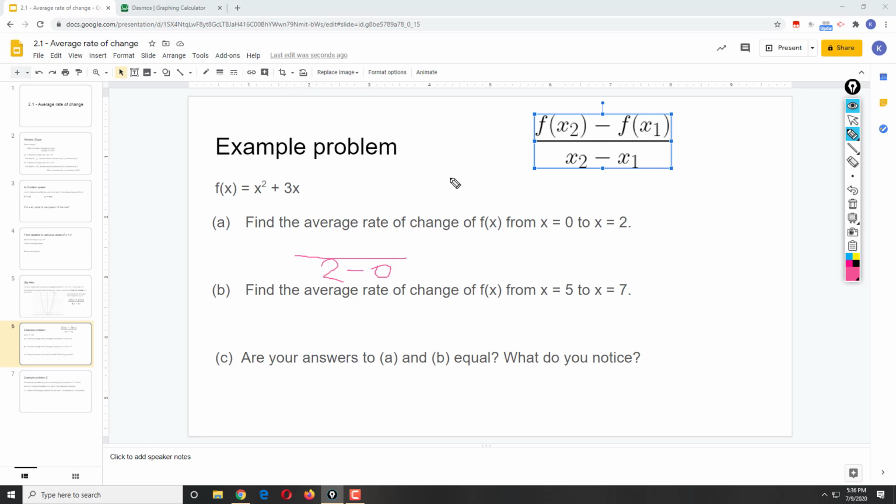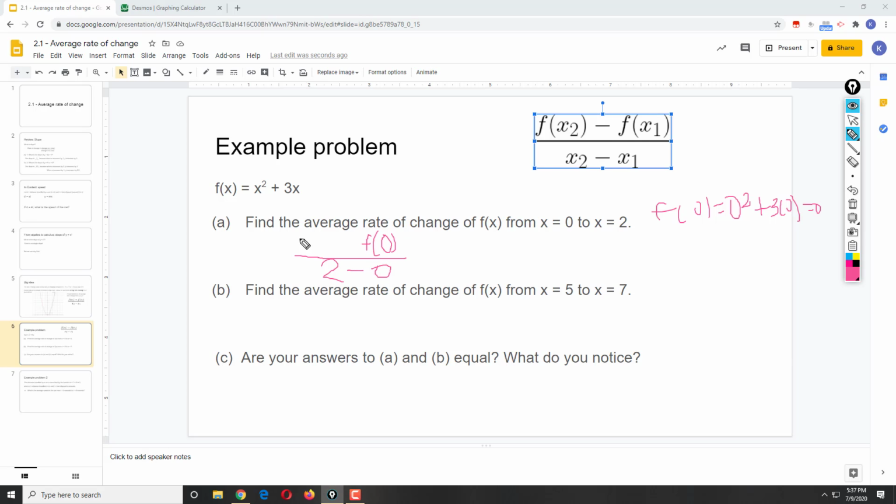When x equals 0, our function is f of x equals x squared plus 3x. When x is 0, f of 0 is just 0 squared plus 3 times 0, which is 0. So f of 0 is 0.